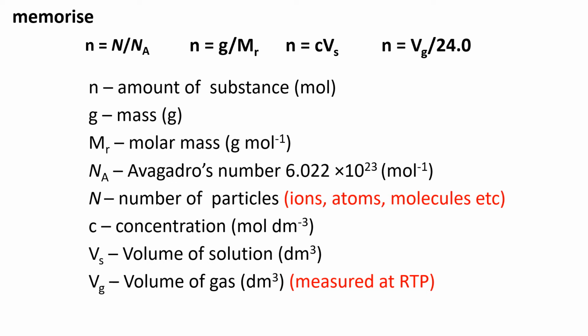On the AQA spec, for OCR, it's on the data sheet. For AQA, it's given to you in the question, so basically just use what you're given. I have included ideal gas there. There's going to be another video on ideal gas on its own.